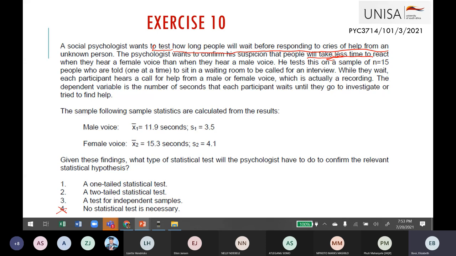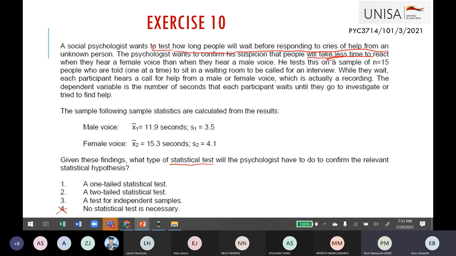So what you need to ask yourself is, are you doing a one tail statistical test? Which one will be the relevant one? Because we're looking for a statistical test, not the type of method that we are doing, whether it's dependent or independent. We are way past that. We know that we're doing an independent test, but we want to know what type of statistical test they need to be conducting.